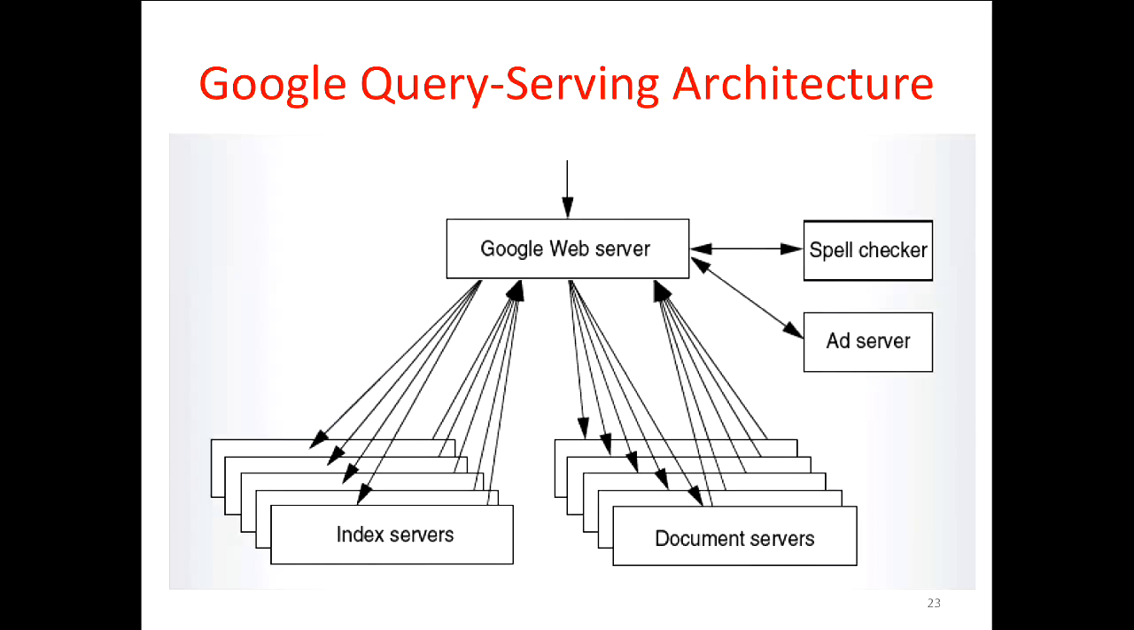So this is what the Google query serving architecture looks like. Here we have a Google Web Server. And then there are index servers having the information to handle the search queries. And then you also have document servers containing the information about the documents. And also on the side, you have a spell checker to check your typos. And then also an ad server to make a profit.